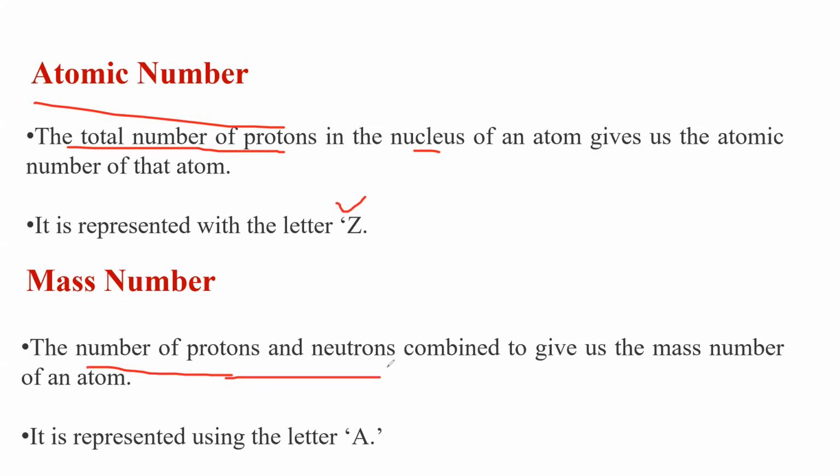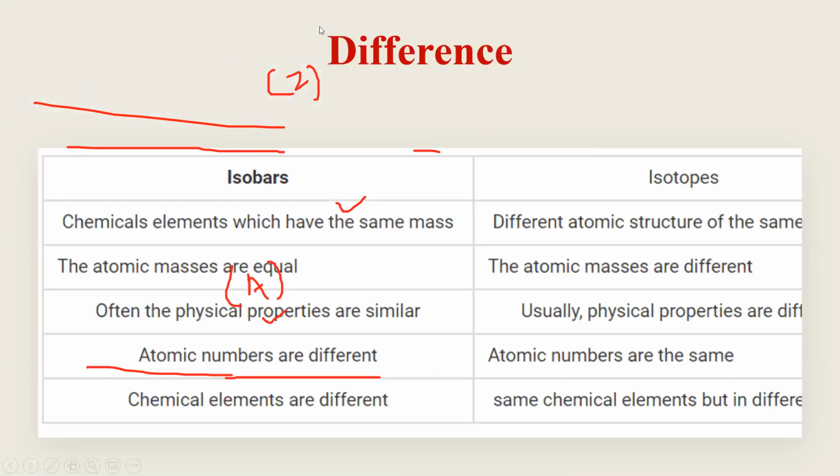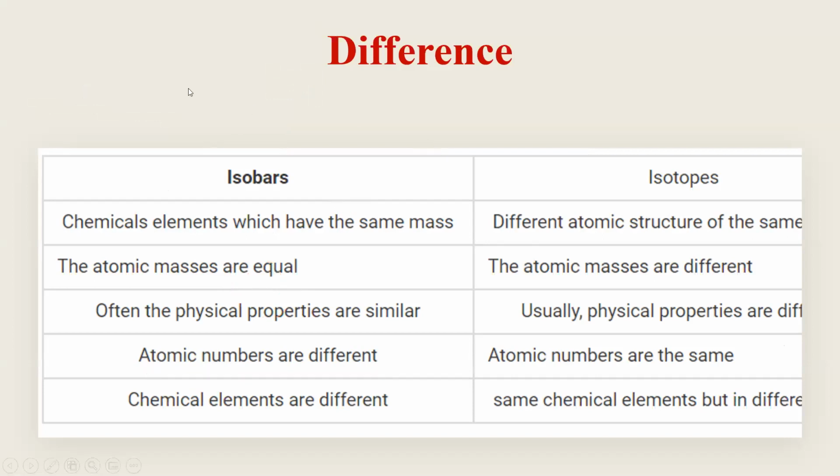Some students are very comfortable with this concept because it was already covered in your first 12th standard chemistry. So proton plus neutron is the mass number, denoted by A, and the atomic number is denoted by Z. So this is the concept. Now we see the next one, the difference.